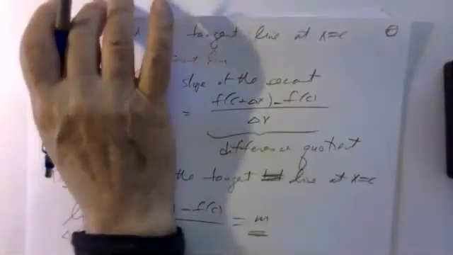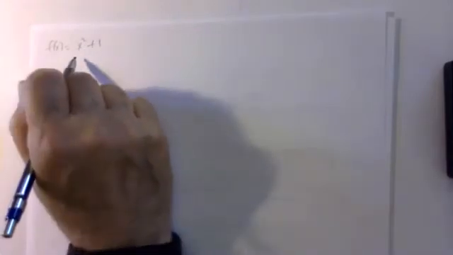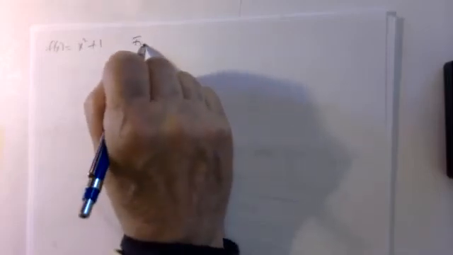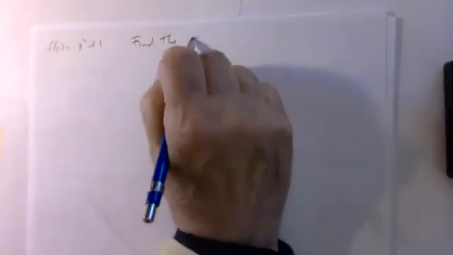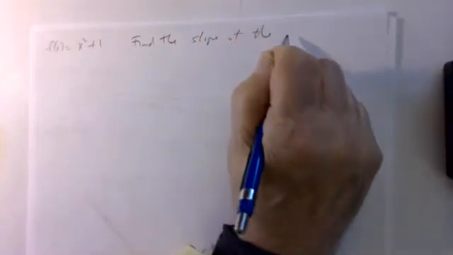So let's look at an example. Suppose we have the function, well, I looked at a moment ago at x squared. Let's say, let me choose the example in the book, f of x equals x squared plus 1. And let's find the slope of the tangent line at x equal 1.